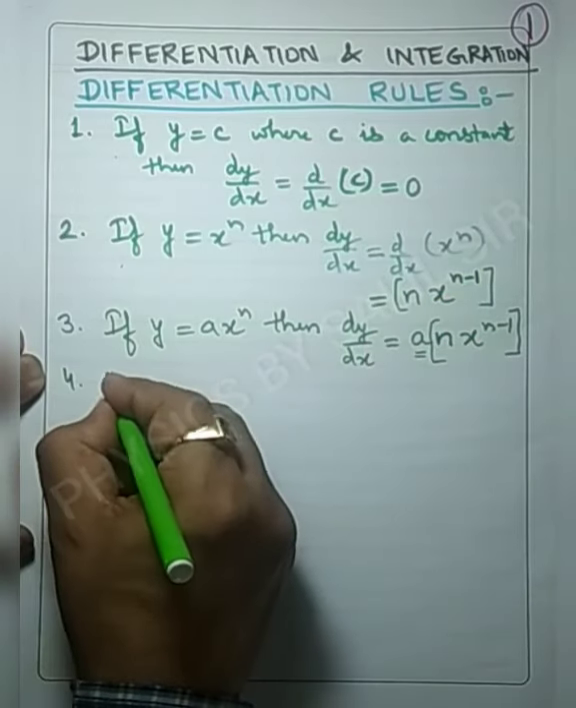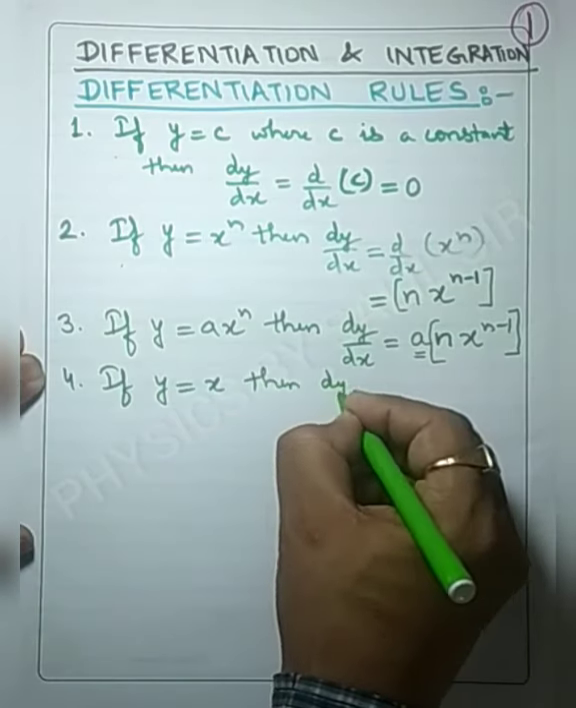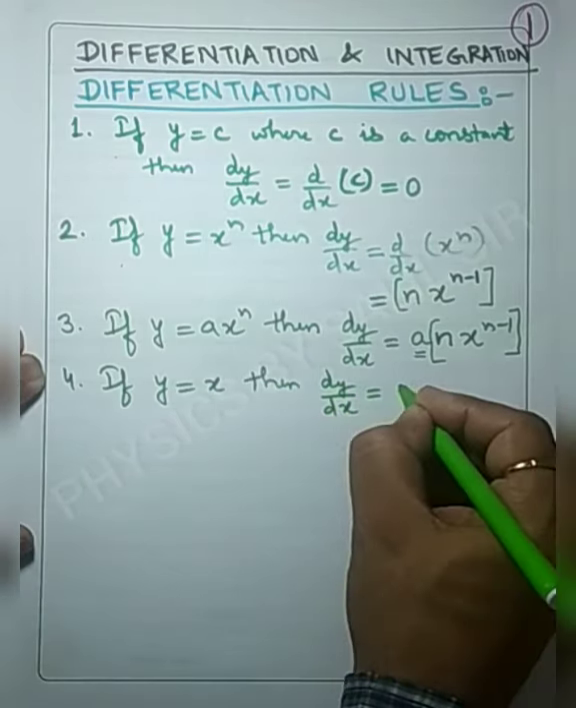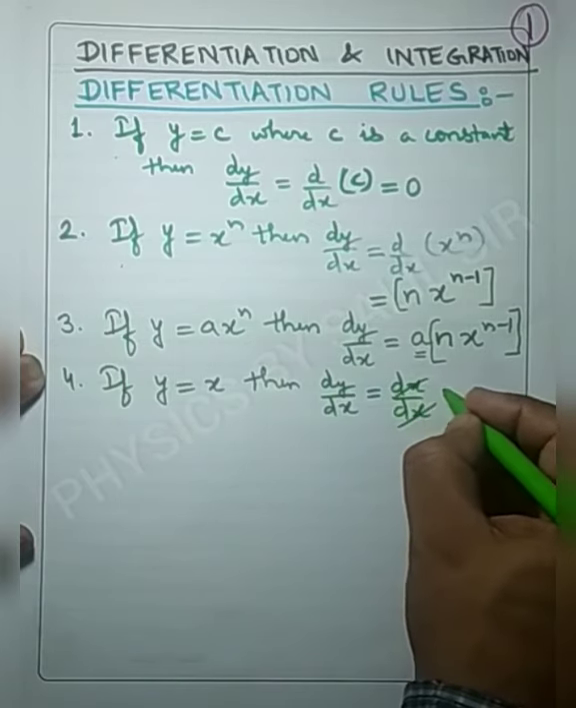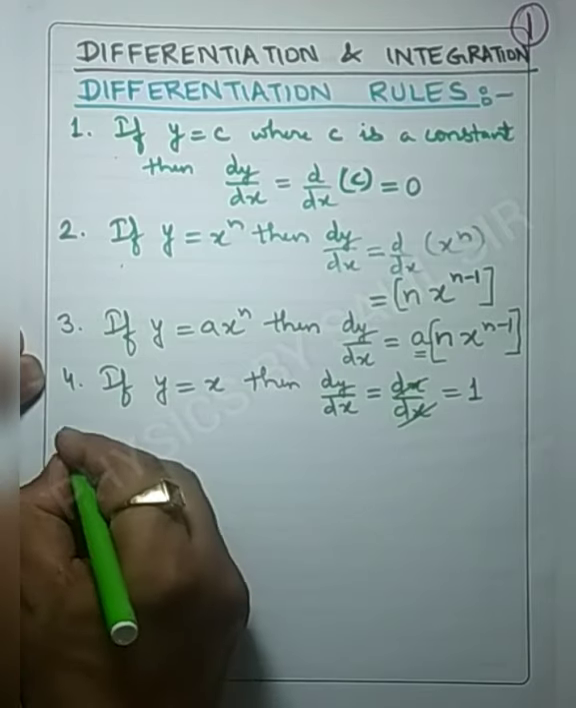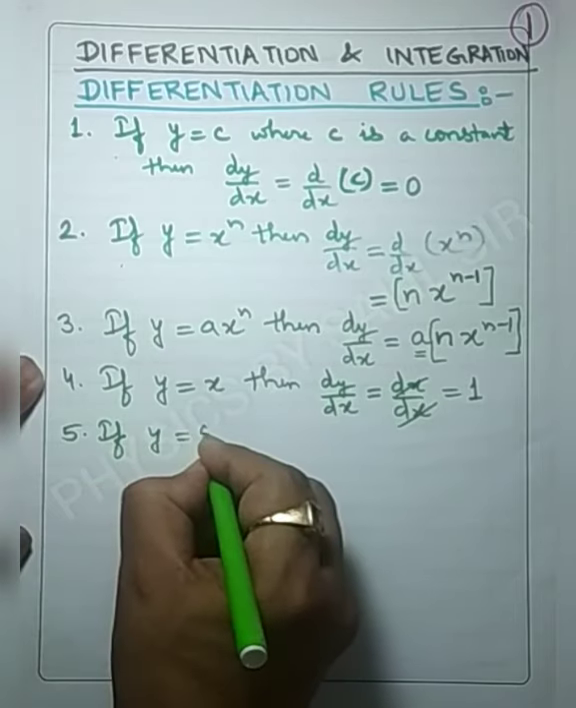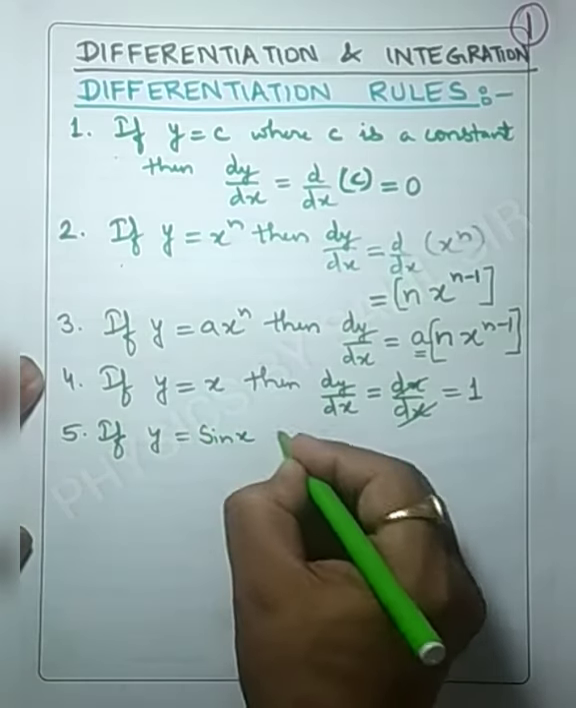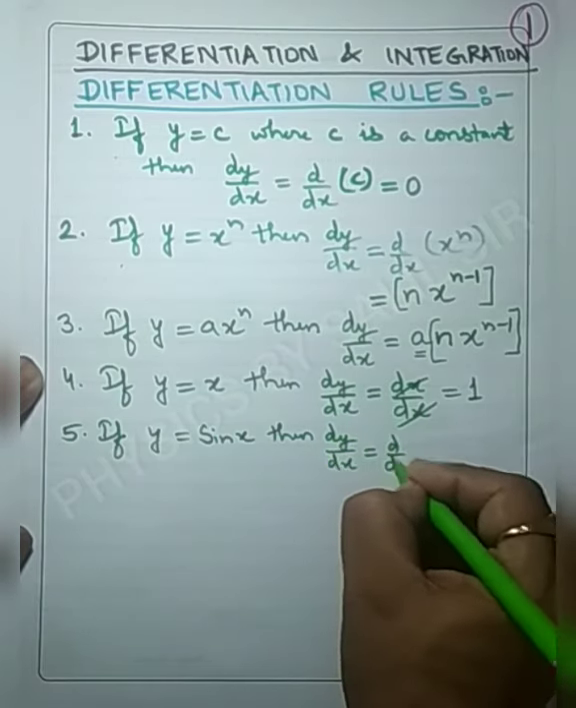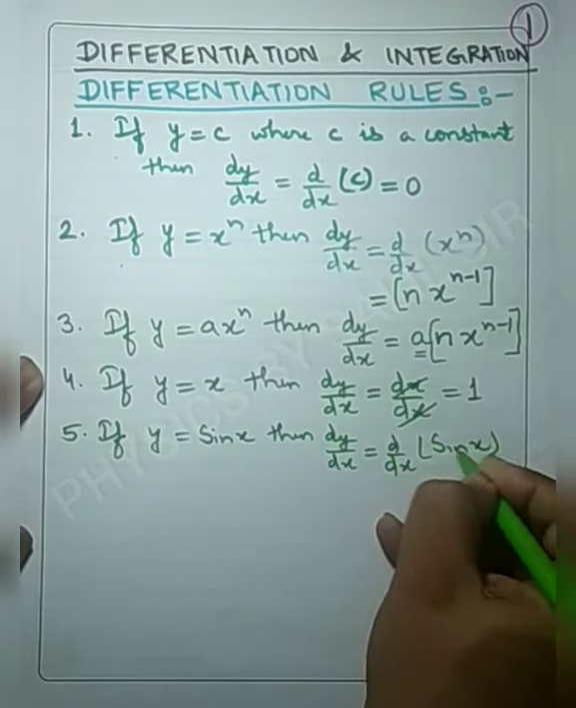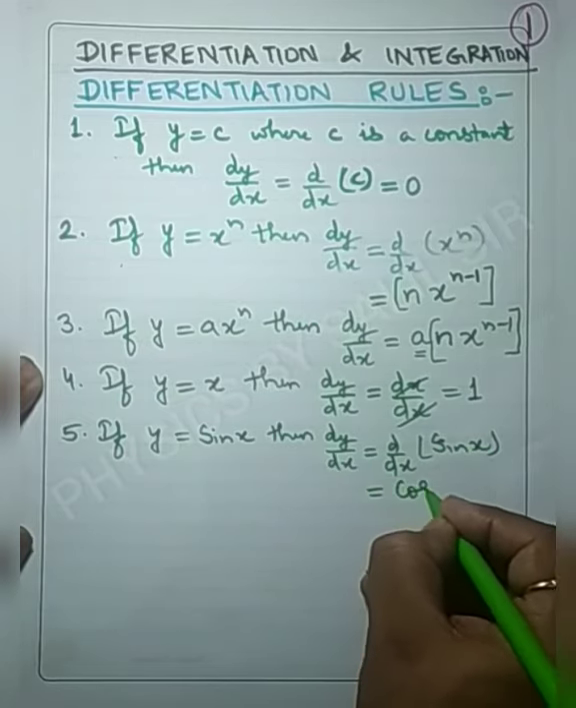Now fourth, if y is equal to x, then dy upon dx will be equal to dx upon dx, and this dx will be cancelled to get 1. Fifth, if y is equal to sin x, then dy by dx is equal to d by dx of sin x, and you have to remember that d by dx of sin x is always cos x.